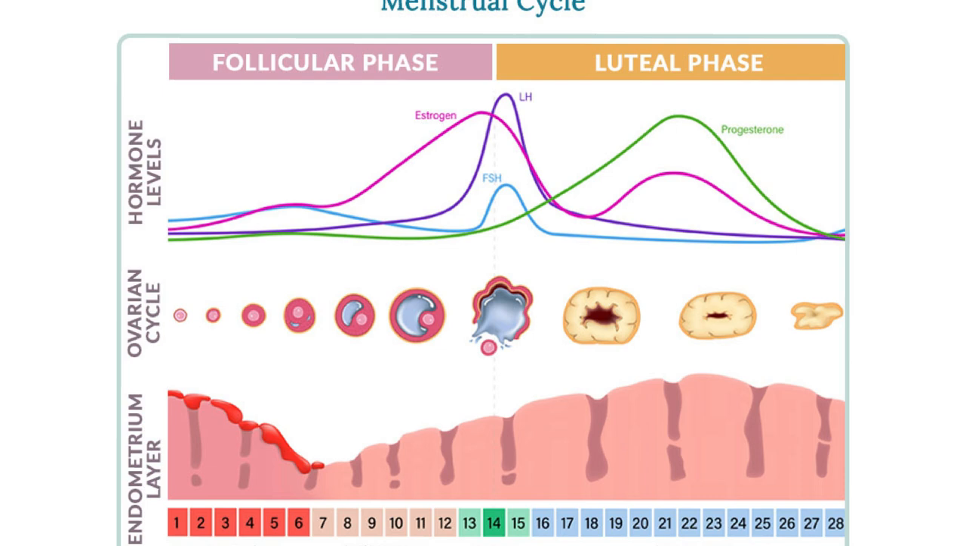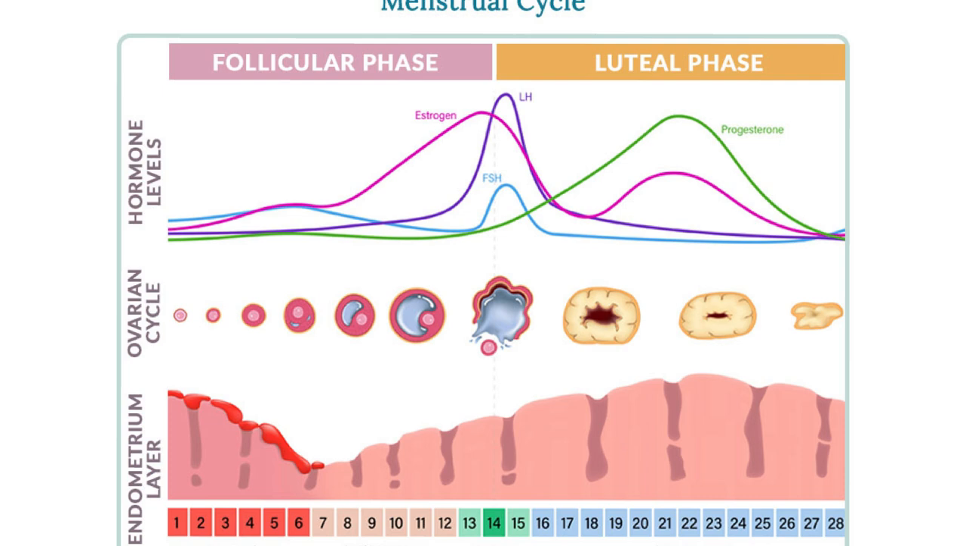The cycle itself can be divided into three phases: the follicular phase, before the egg is released, the ovulatory phase, when the egg is released, and the luteal phase, after the egg is released. So if we begin with the follicular phase, that's the phase that begins on the first day of bleeding. The key aspect of this phase is the development of follicles in the ovaries.